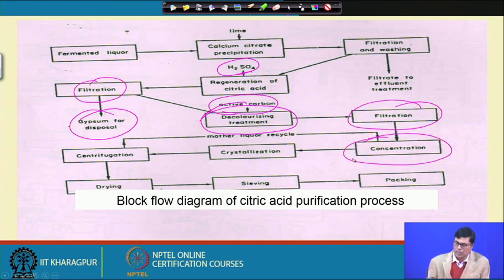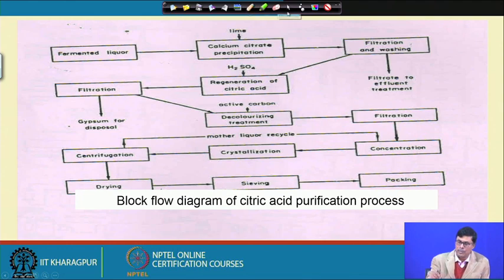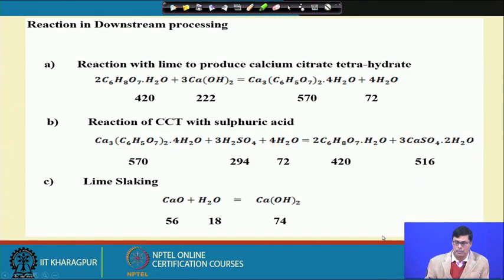Then we concentrate with the help of evaporation. After evaporation, we cool it down and do the crystallization to separate the crystals, and then we pass it through the centrifugation machine, and finally we dry the sample. After drying, we do sieving, since the crystal size will be different, and then we pack it in polythene bags. This is how we do that.